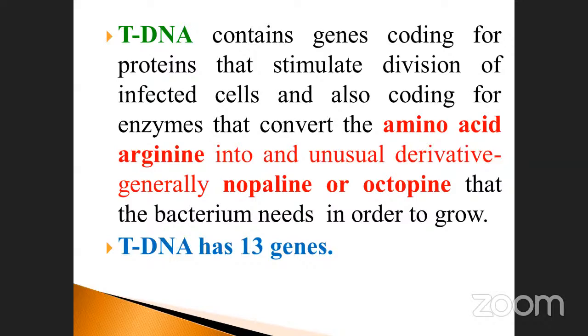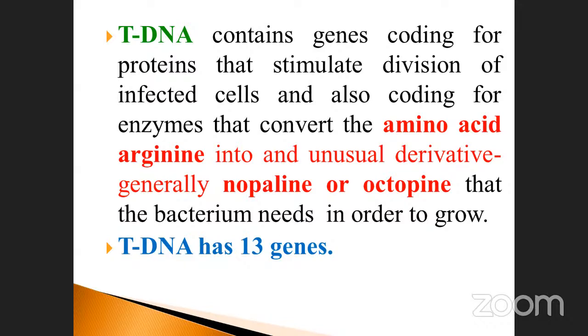So the T-DNA also codes for the enzyme that converts the amino acid, particularly arginine, into nopaline or octopine. So this is the conversion: arginine converted into nopaline, or arginine converted into octopine, that the bacterium needs in order to grow. So then only what happened? It will survive. This is very, very important.